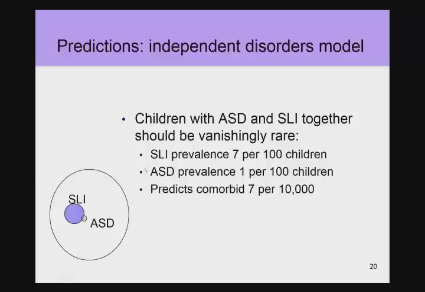We know that SLI affects about, depends how you define it exactly, but about 7 per 100 children. ASD is reckoned now to be about 1 per 100 children. But that means that if, just by chance, you happen to be unlucky enough to have two together, it should affect only about 7 per 10,000 children, whereas we've shown that in children with autism, about 50% of them have also got language impairment. So this is really not going to work as a model. We have to abandon the idea they're totally separate.